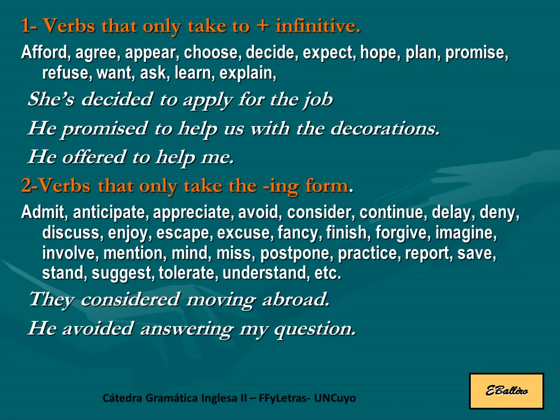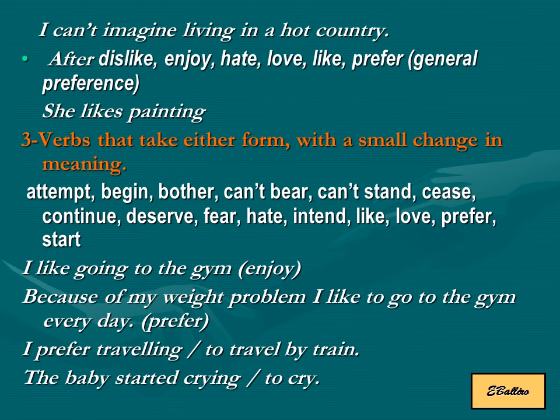Other verbs only take ing form. Verbs such as these are admit, anticipate, appreciate, avoid, consider, continue, delay, deny, discuss, etc. For example, they considered moving abroad, or he avoided answering my question. After dislike, enjoy, hate, love, like, and prefer, when they express general preference, we also use ing constructions. For example, she likes painting.